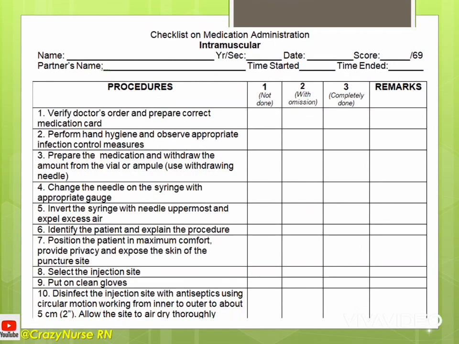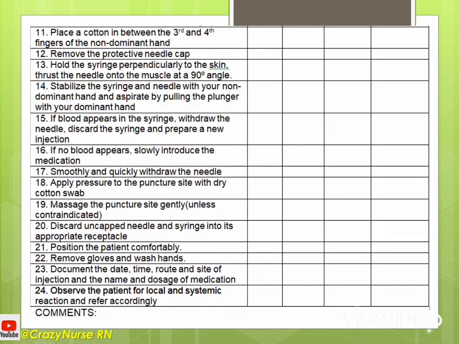Select the injection site. Put on clean gloves. Disinfect the injection site with antiseptics using circular motion, working from inner to outer to about 5 centimeters to 2 inches. Allow the site to air dry thoroughly. Place a cotton in between the third and fourth fingers of the non-dominant hand. Remove the protective needle cap.